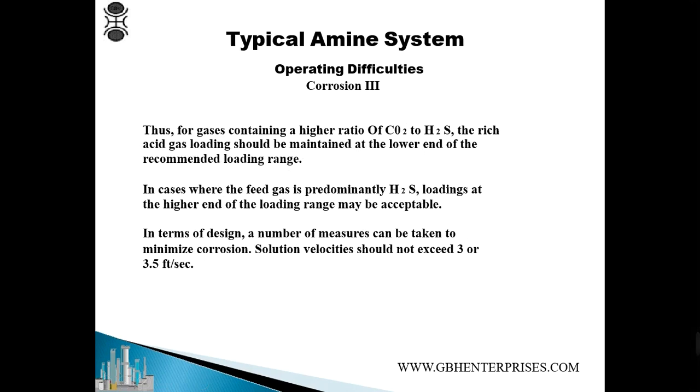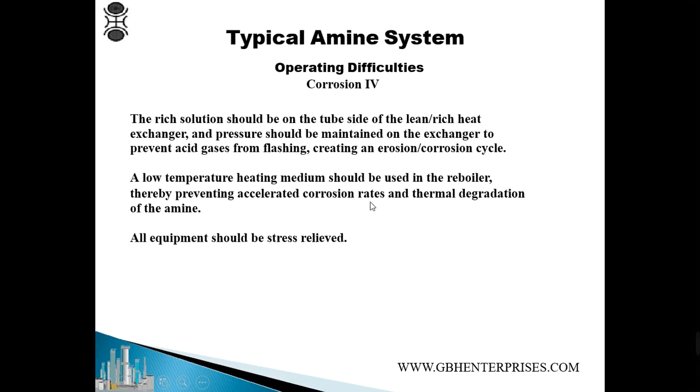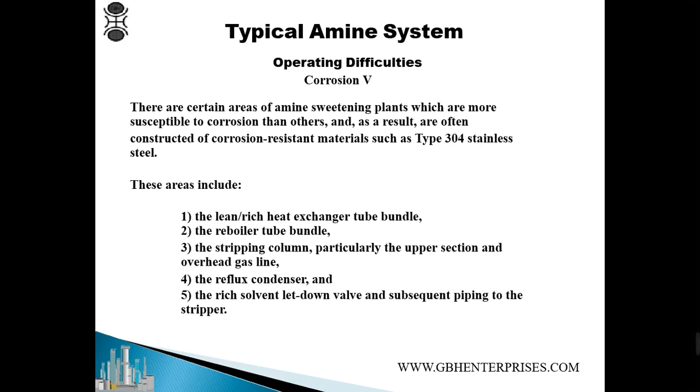For gases containing a higher ratio of CO2 to H2S, rich acid gas loading should be maintained at the lower end of the recommended loading rate. So you have to monitor the amount you are sending into the stripper column if you have a very high amount of CO2 or H2S, because otherwise the efficiency of removal of H2S and CO2 will be compromised. One way you can solve the corrosion problem is to use type 304 stainless steel, because stainless steel will resist corrosion and reduce the corrosion issue inside the plant.